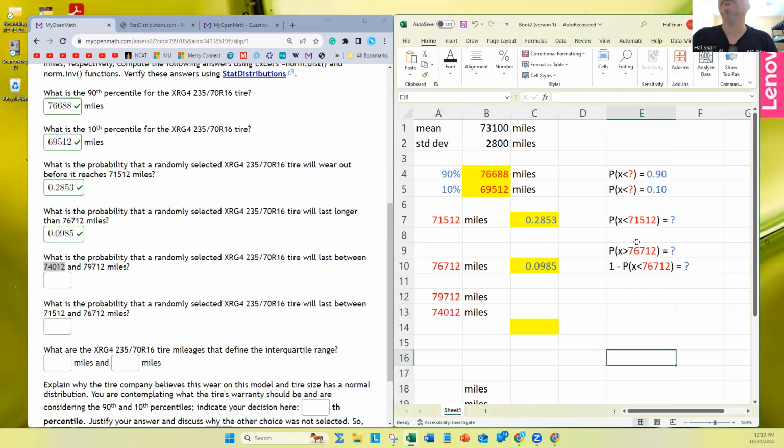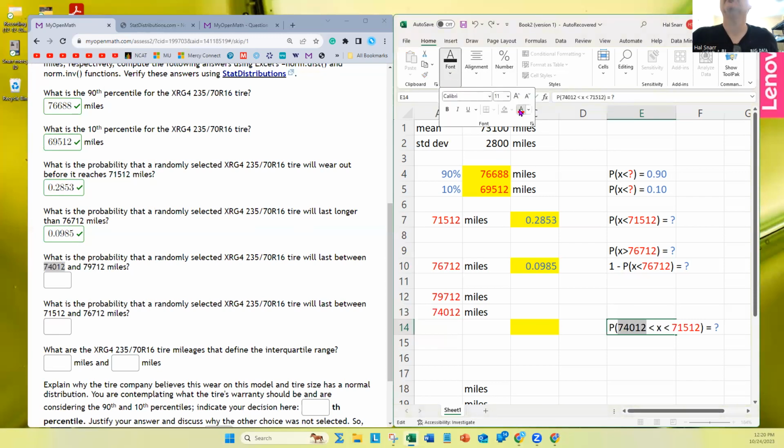Okay, now what I'm doing is I want to find this probability. This is my goal now, right? I want to find the probability that I'm between 74,012, right? I want to find the probability that the tire mileage, a randomly chosen tire, is between this number, between 74,012 and 7,512. Right?